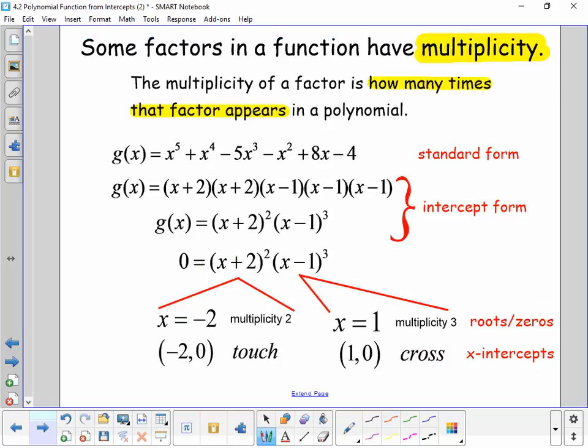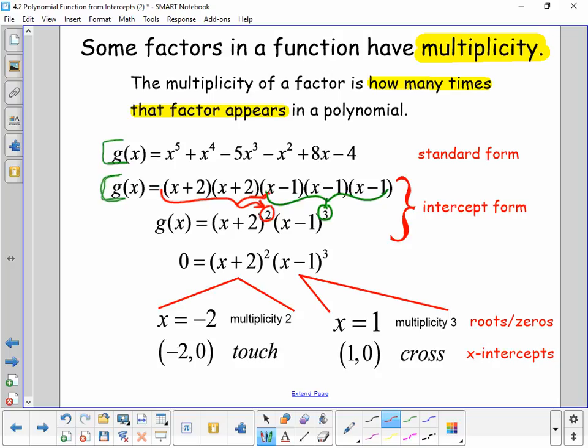Some of the factors in the function might be repeated. They might have what we call multiplicity. So multiplicity of a factor just tells us how many times that factor appears. So here's a g of x function in standard form. If we wrote that in factored form, which don't panic, you should not know how to factor that. But if we wrote it in factored form, it is equivalent to this. And you can see that the factor x plus 2 happens twice. So we can write it with an exponent that's called multiplicity 2. The factor x minus 1 happens 3 times, so we call that multiplicity 3.